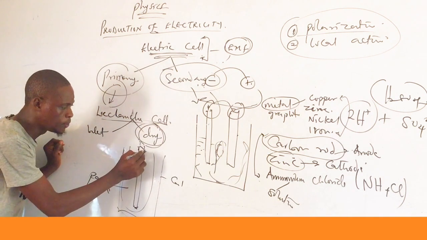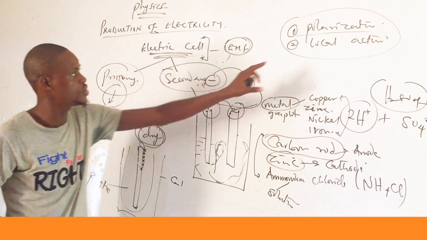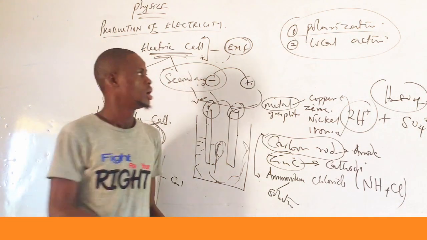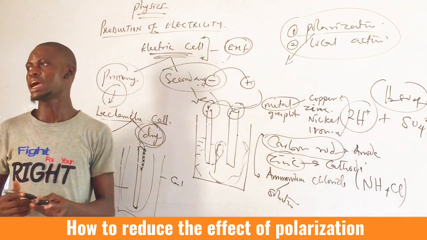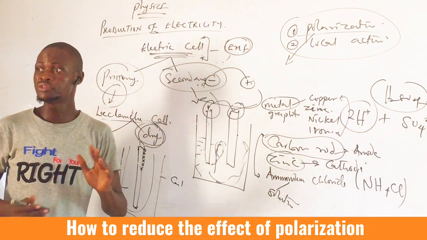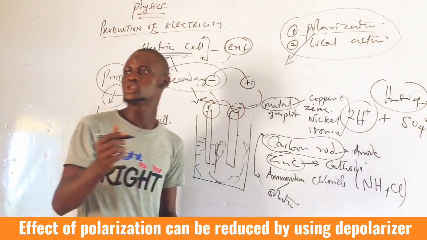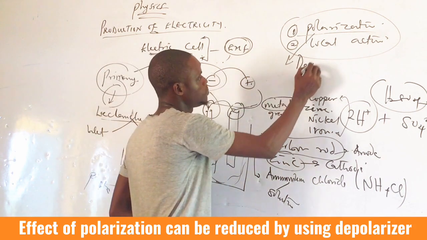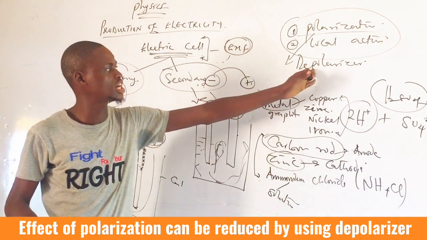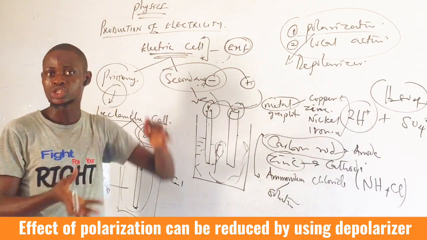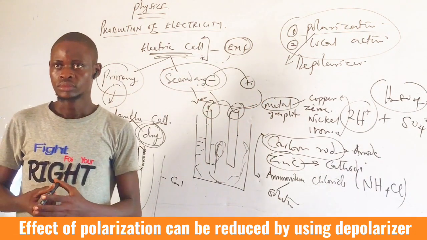Now, in this case here, I said something about the polarization. So when hydrogen bubbles are formed on this anode, it causes the effect of what? Polarization. Now, another question they will ask you is, how can we reduce the effect of polarization? How can we reduce it in a cell? Now, the effect of polarization can be reduced by using a depolarizer. The polarization is going to produce hydrogen bubbles on the surface. Then the function of the depolarizer is to prevent that, just like a coating.